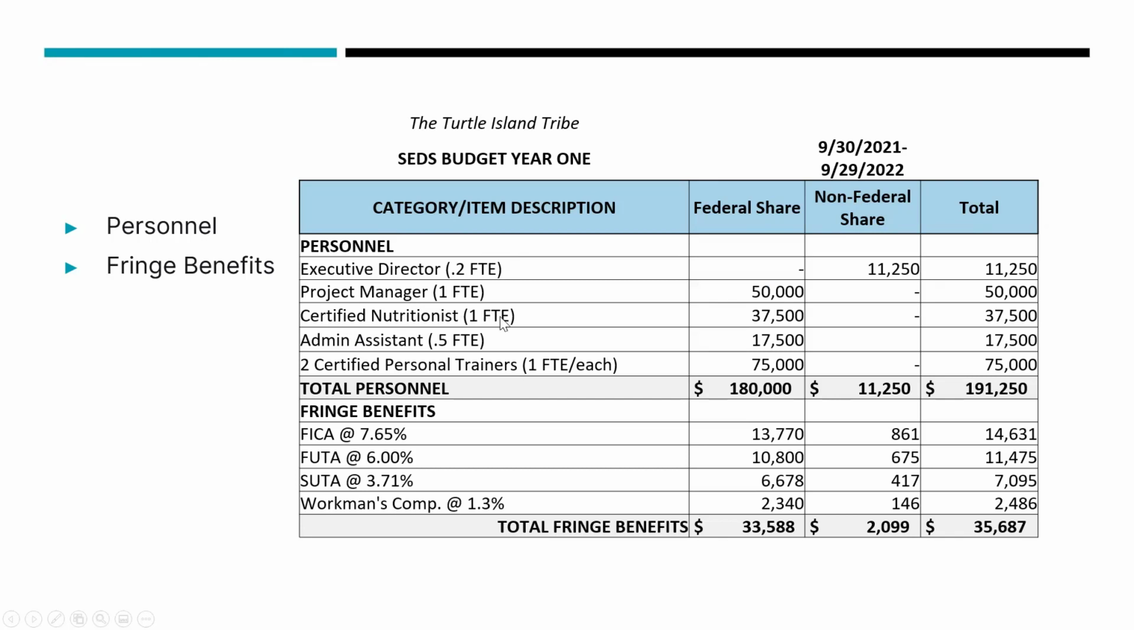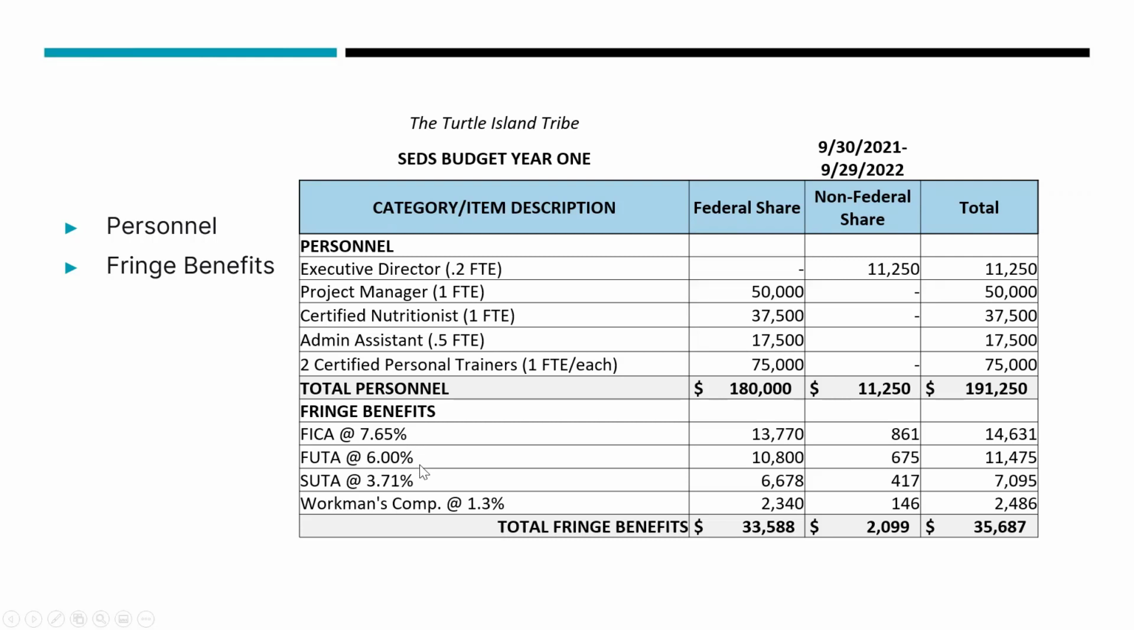The certified nutritionist is 1 FTE. There are also 2 certified personal trainers at 1 FTE each, but these 2 will be hired 2 months into the project. So they're not already on board like the project manager and the admin assistant. So their salaries, and we'll see this in the justification, are for 10-month periods. And that's what is included in this column here. And then the admin assistant is half-time, and this is the salary for that person.